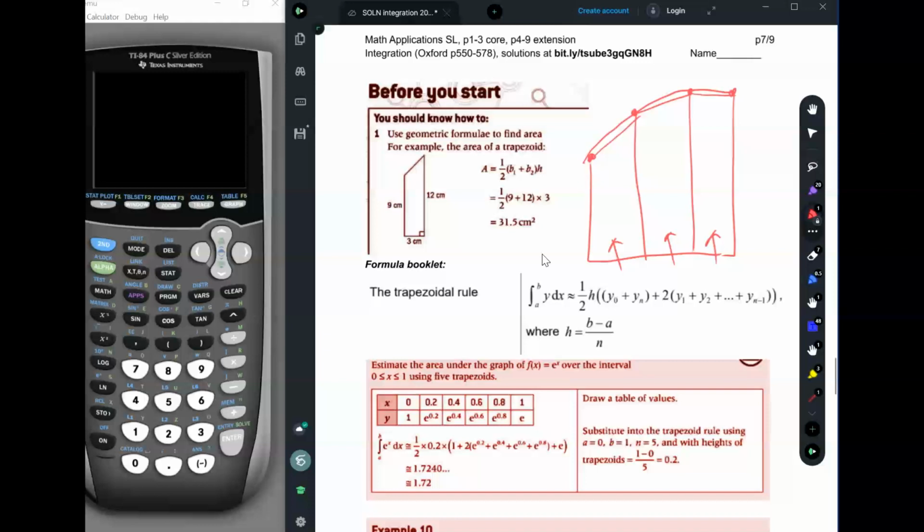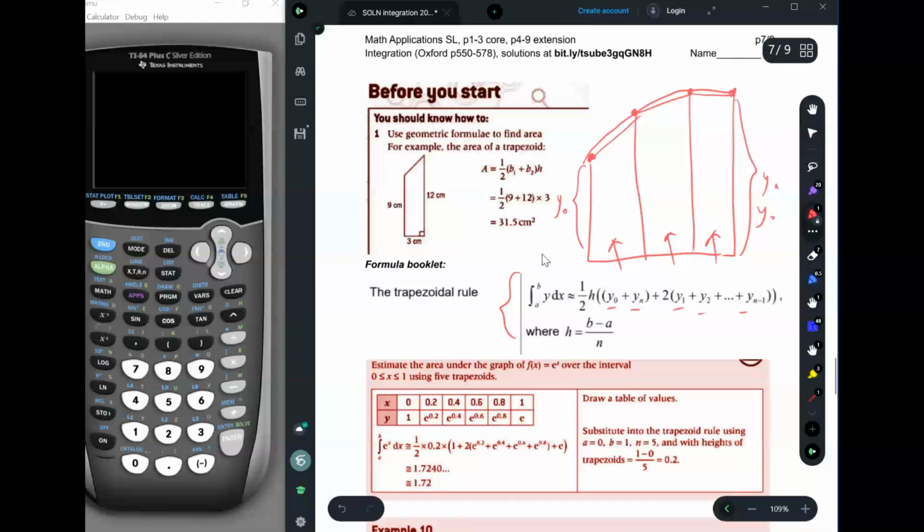But they give you a formula, this one here, which is in the formula booklet. And so with this formula, you don't really have to think about it that much. You can just plug the numbers in. What do these symbols mean here? Y subscript 0, Y subscript n, etc. Basically, Y subscript 0 is the first height here, and Y subscript n would be the last height. In this particular case, it would be Y subscript 3, because we have 3 bars, right? And then the ones in between are Y subscript 1 and Y subscript 2, right?